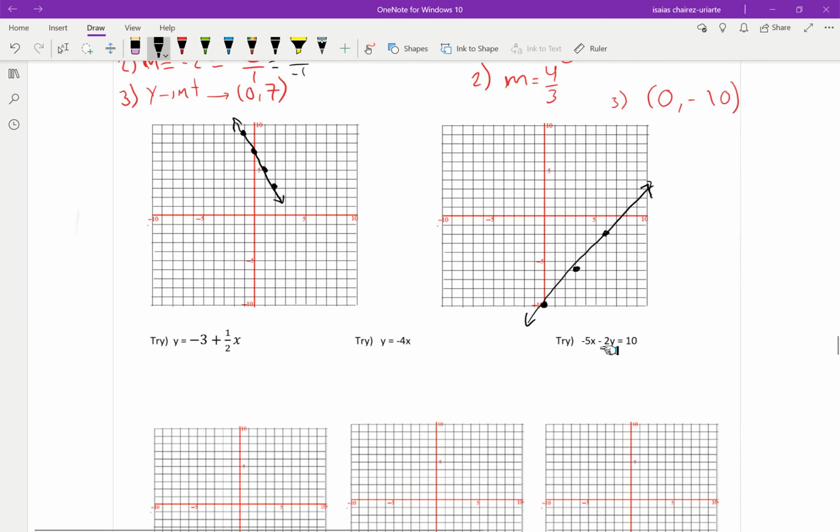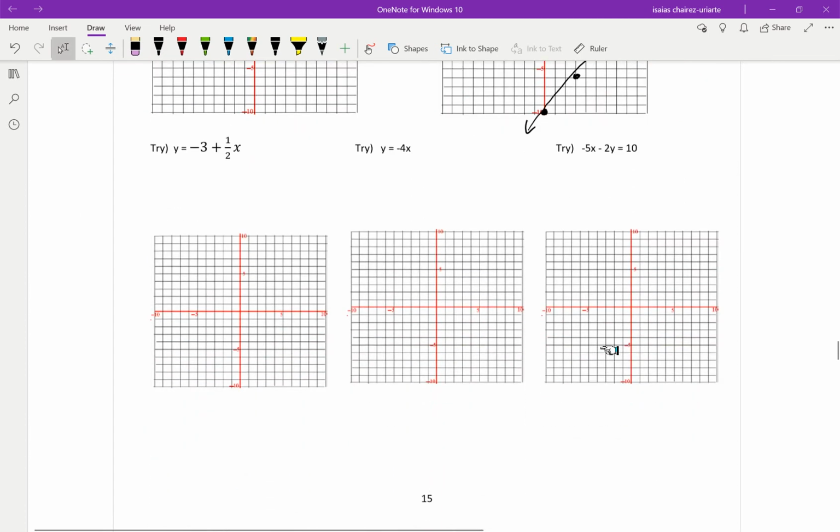Let's think about the next example. This one's nice because we don't have to solve for y. It was already solved for us, so there's no reason to solve for y anymore. But just be careful here. Which one is my m? Is my m negative 3 or is my m 1/2? m is always the number in front of x. Just be careful, this might get a little tricky.